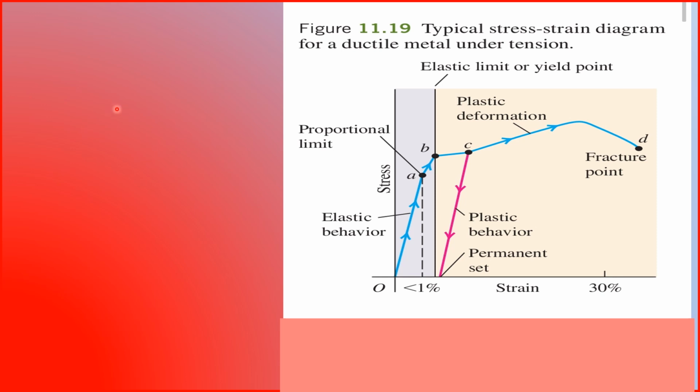To clearly understand what I just described earlier, let's look at this diagram, which is a typical stress-strain diagram for a ductile metal which is subjected to tension. Along the x-axis, we graph the amount of strain in percentage. Along the y-axis, we have the corresponding tensile stress. All right, so there are three regions that are worth mentioning here.